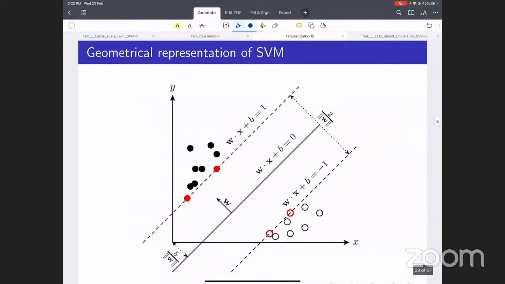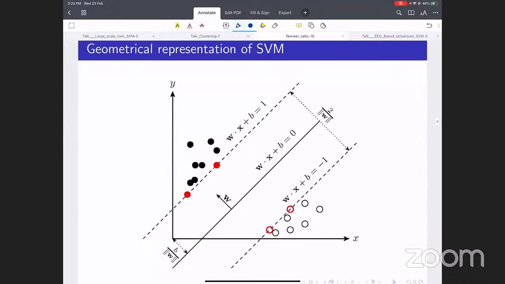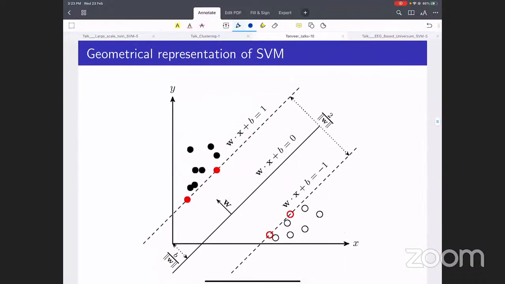And this is a geometrical representation of SVM. This is clearer if we compare with the previous figure: you can see that we have a positive class and this is the negative class. The first property is maximizing the margin. This is the distance between positive and negative samples, and it comes out to be 2 upon norm of W. So we are maximizing this margin, or equivalently, we are minimizing norm of W.